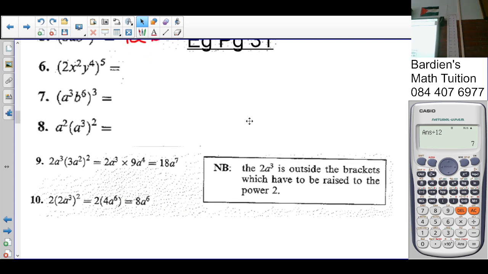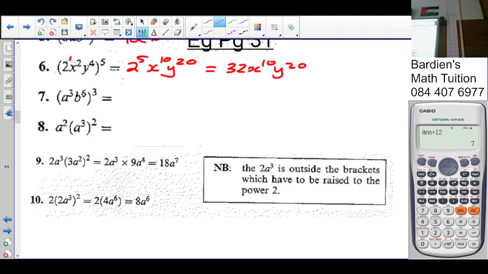Okay, so the next one is 1d. So that will be 2. 1 times 5 is 5. 2 times 5 is 10. 4 times 5 is 20. What is 2 to the exponent 5? 2 times 2 times 2 times 2 times 2 is not 10, but 32. x to the 10, y to the 20. The next one. This would be a, 3 times 3 is 9. My mistake, should be 9.